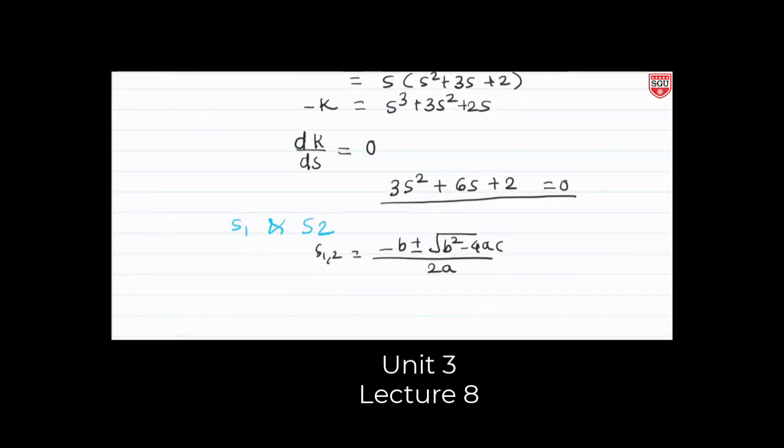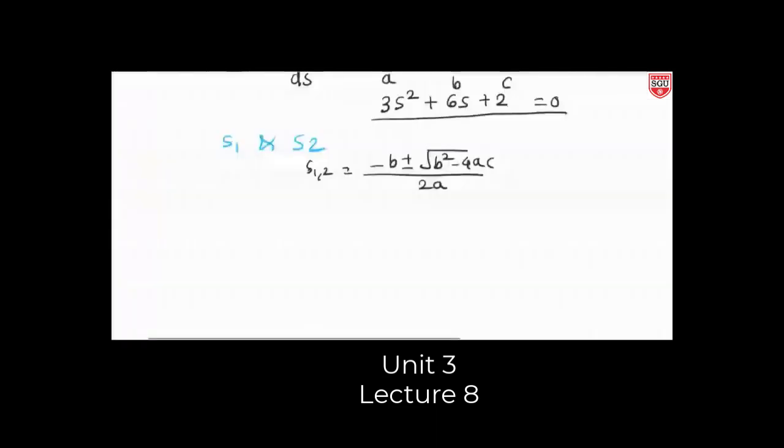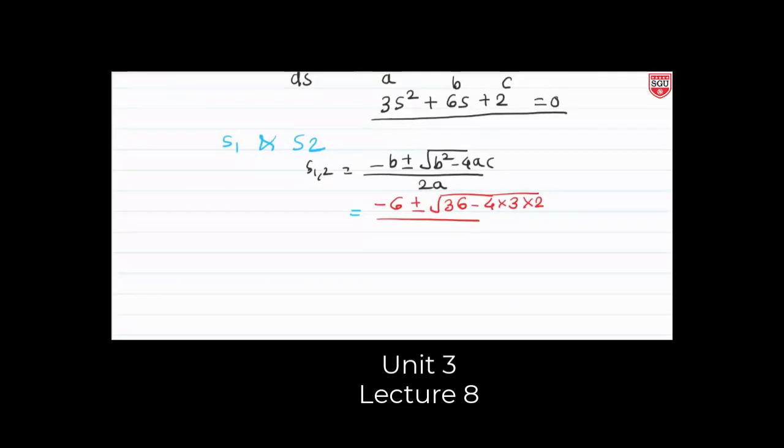This is a, this is b, and this is c. So what you will get, answer, which is equal to what? Which is equal to minus 6 plus minus under root b square, means 6 square, it is 36, minus 4 multiplied by 3 multiplied by 2, whole divided by 2 into 3. So just calculate it. I will also calculate on my calculator. Just try to find out the answer.